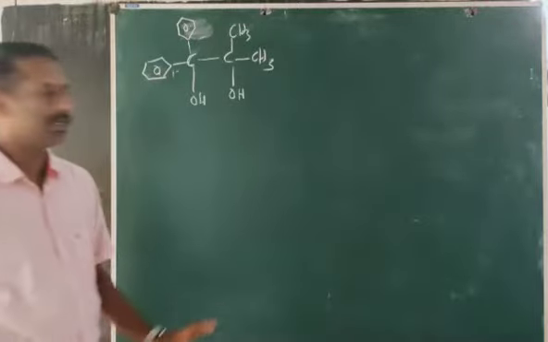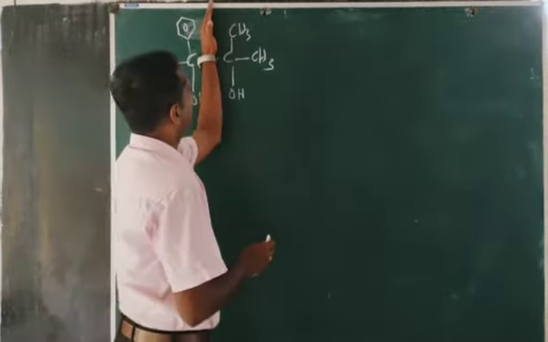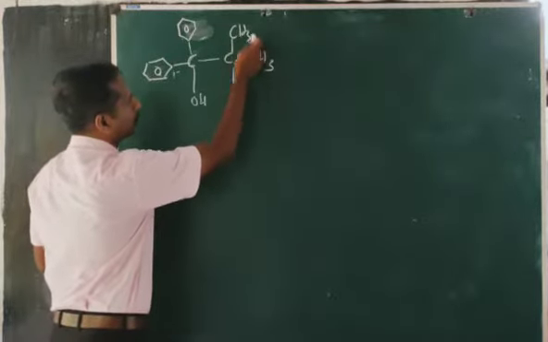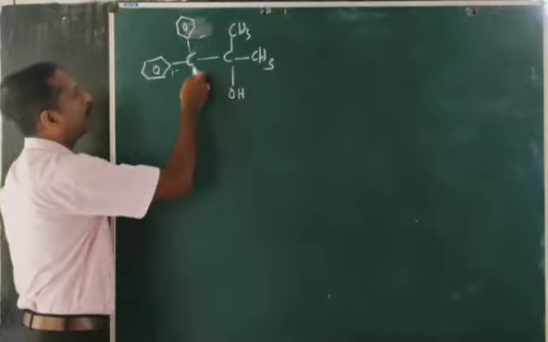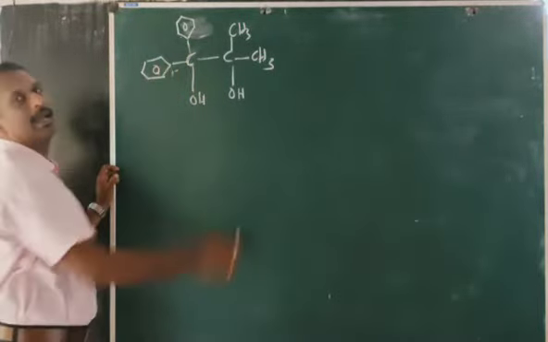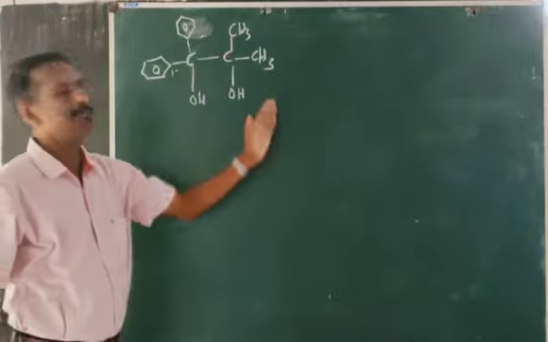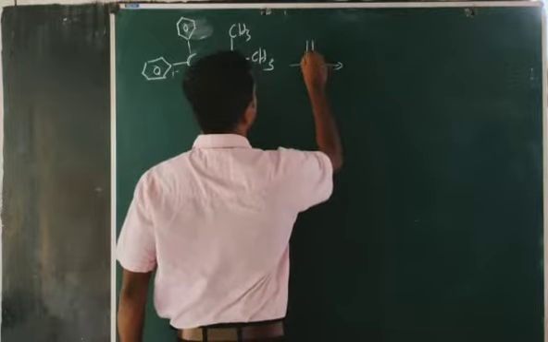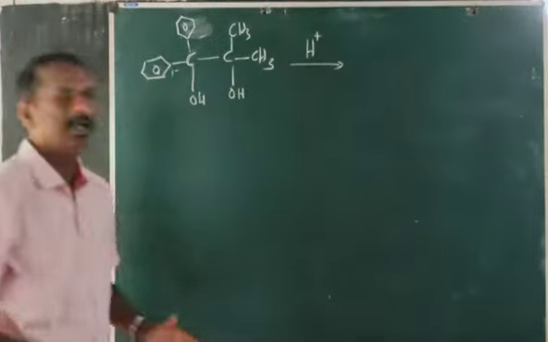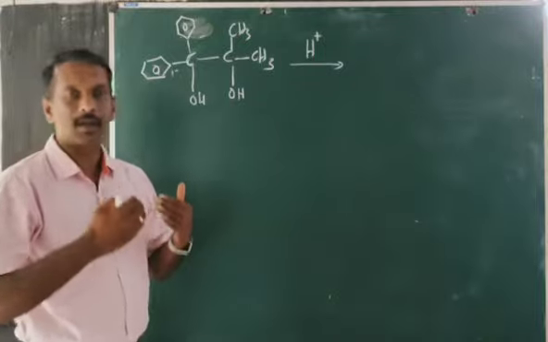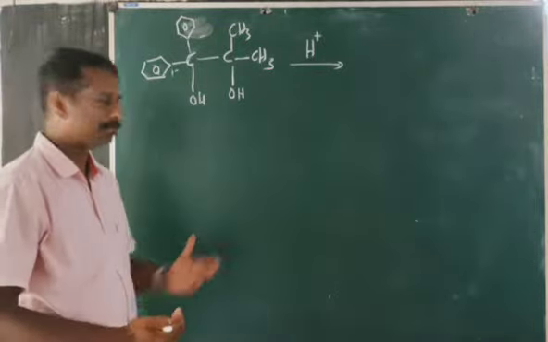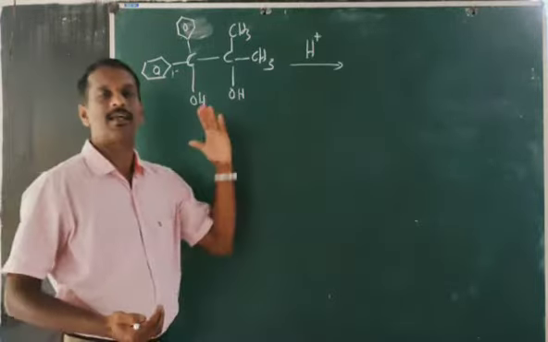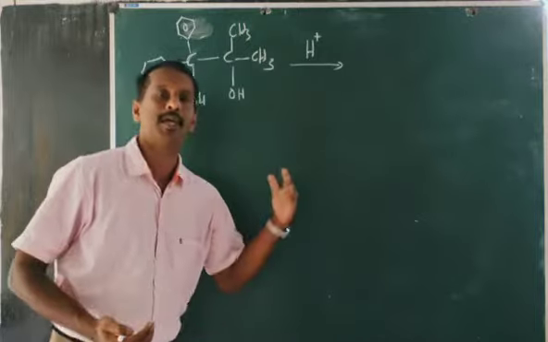So here you can see that this is an unsymmetrical 1,2 diol, because this OH is attached to a carbon that is joined with a methyl group. But in this case, the OH-attached carbon is attached to phenyl groups. So this is an unsymmetrical 1,2 diol. When it is treated with mineral acid, what will happen? It will undergo pinacolone rearrangement, and we get two products. Let us see what the two products are and which one is the major product.